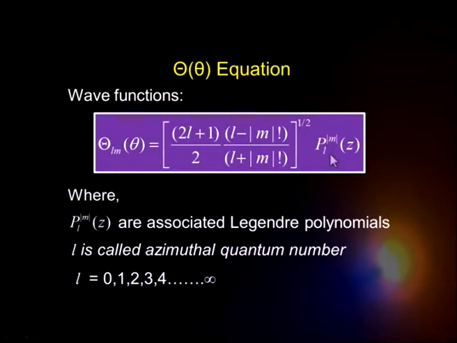Then another thing we get, in addition to the wave functions, is a new quantum number called L, which is called the azimuthal quantum number. We'll talk about its significance as we proceed further. What we find is that this azimuthal quantum number has values 0, 1, 2, and all positive integers up to infinity. So that is the second thing we get there. When we solved the phi equation, we got two things: wave functions and a quantum number.